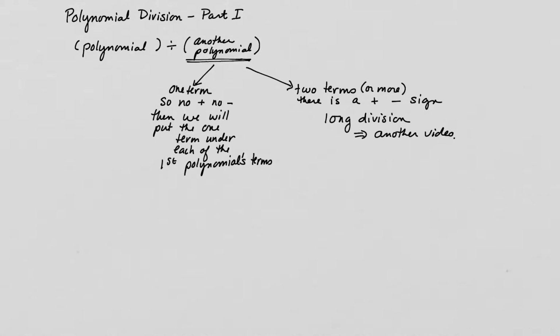Okay, so what I mean by one term. So for example, maybe I have something like this. 6p squared minus 18p to the 4th plus 30p to the 5th, all that divided by 6p. So if you notice, in this second term here, there are no addition or subtraction signs. And so because there's no addition or subtraction signs, all I'm going to do is I'm going to take each one of these pieces and I'm going to put it over top of the 6p.